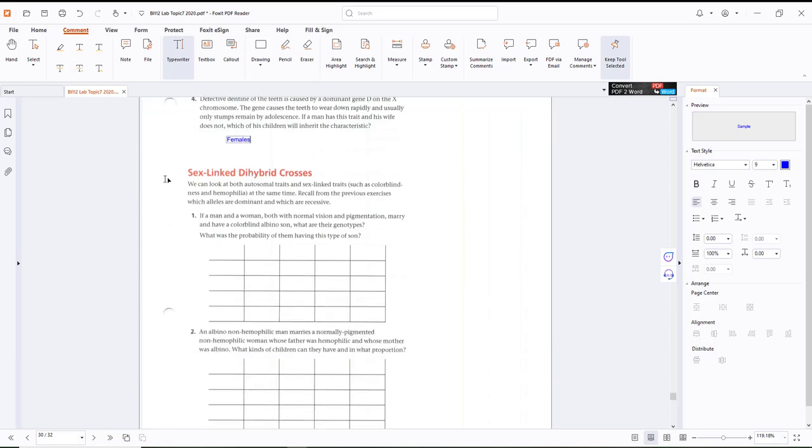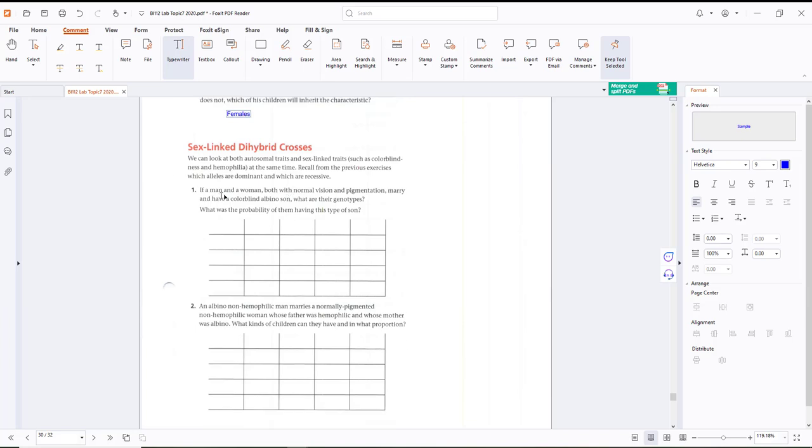We have sex-linked dihybrid crosses. So in this case, we have two things going on. We have sex-linked traits and we have dihybrid traits. Okay, so these can get very complicated. So if a man and a woman both with normal vision, that means that they are X big B Y and X big B, and then we don't know X, and pigmentation.